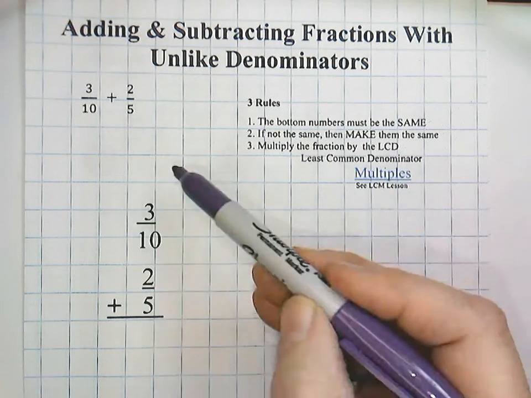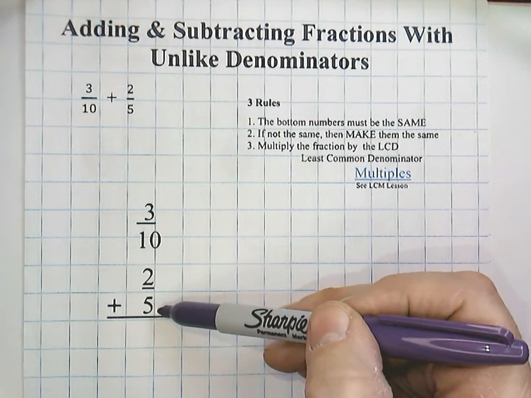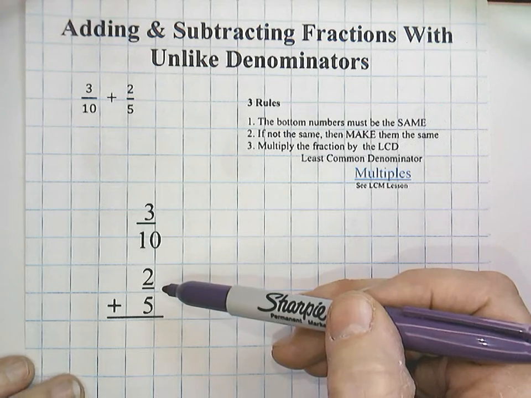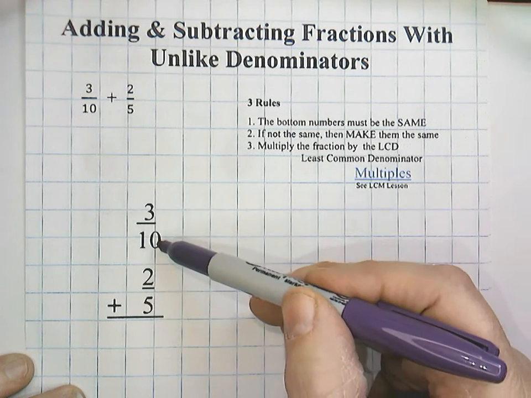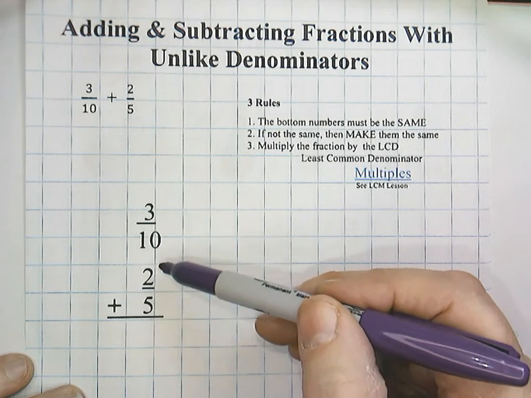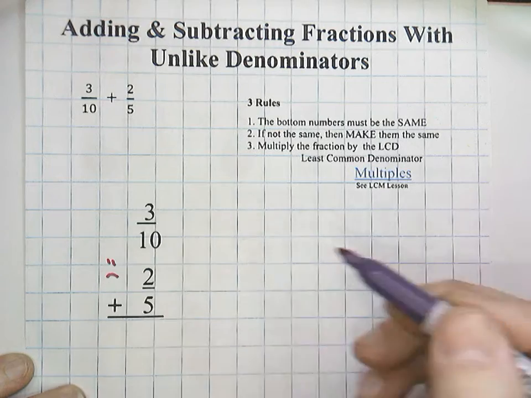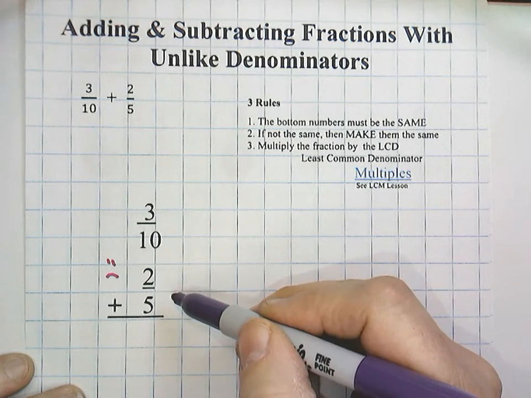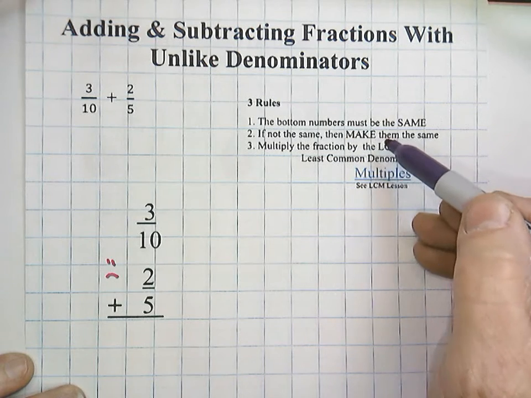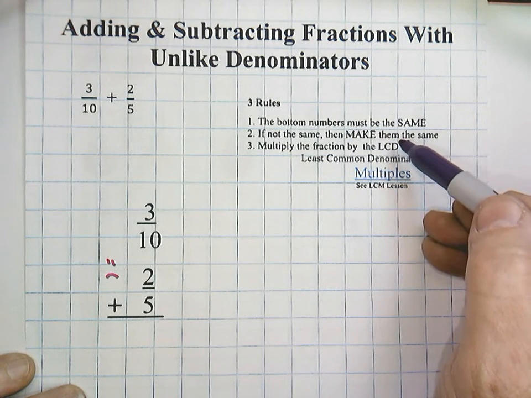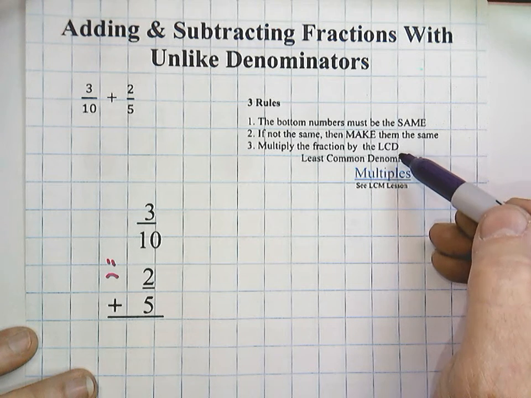Okay, first thing I like to do is rewrite the fractions and stack them. It's not a rule, but I just find that it's easier to work with that way. 3/10 and 2/5. When I check my denominator, or in other words, the bottom number, I see that 10 and 5 are not the same, and so therefore I'm not allowed to add them the way that they are. That's rule 1. Rule 2, if it's not the same, I can make them the same, and I can do that by using our least common denominator.